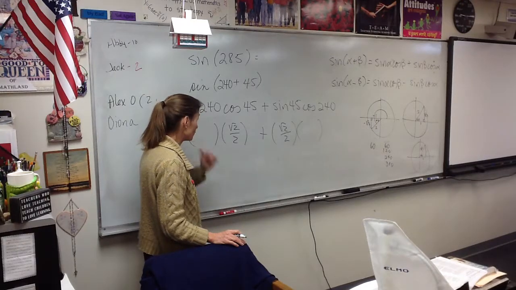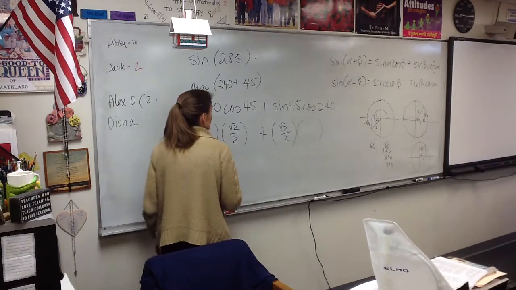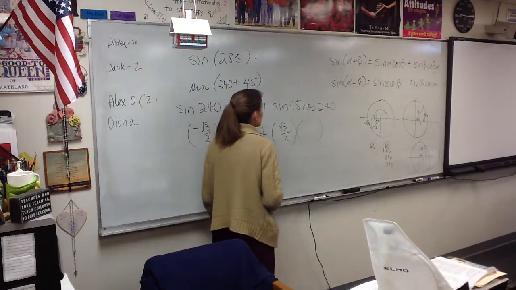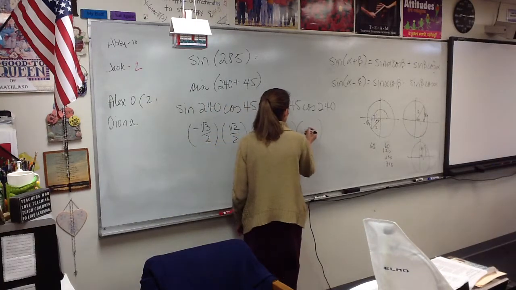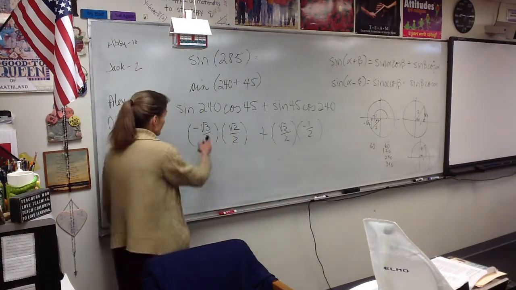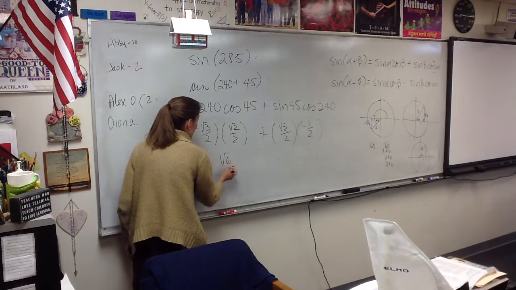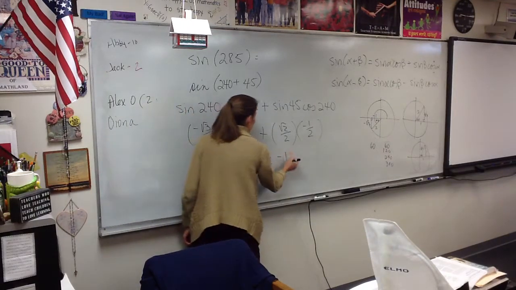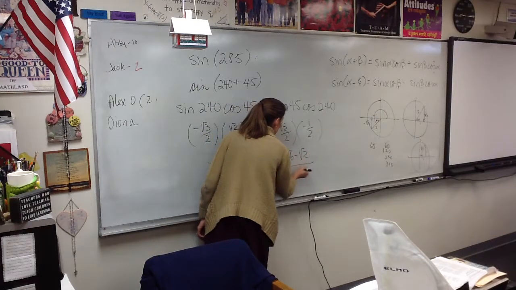What's the sine of 240? Negative root 3 over 2. Negative root 3 over 2. Perfect. What's the cosine of 240? Negative 1/2. So now we multiply. Negative root 6 over 4 minus root 2 over 4. Our answer is negative root 6 minus root 2 over 4.